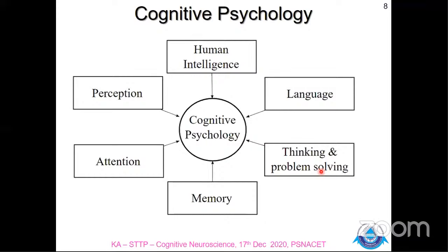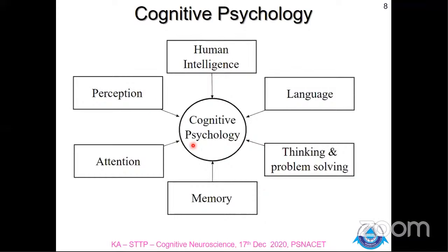Now, I already said cognitive is nothing but the brain. So they study brain psychology. In cognitive psychology, there are different domains spreading. One is the perception level. Next is attention. Then human intelligence and language processing. Next is thinking and problem solving. Finally, memory. All of these play a crucial role in cognitive psychology.